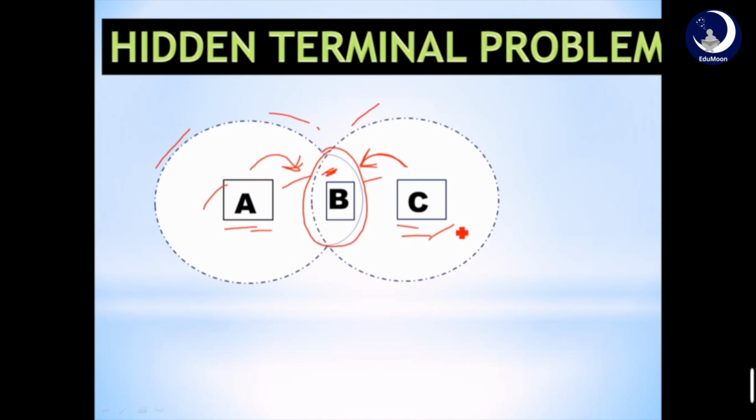Here A and C are considered to be hidden terminals to each other. This problem occurs as A and C are unaware of each other's transmission, and the radio ranges of each other are different and far from each other. So A and C are said to be hidden nodes with respect to each other.